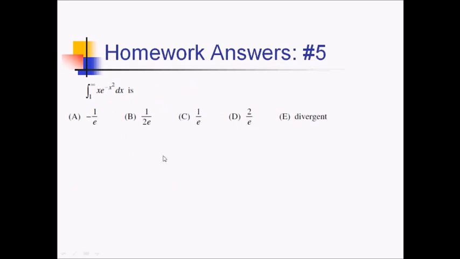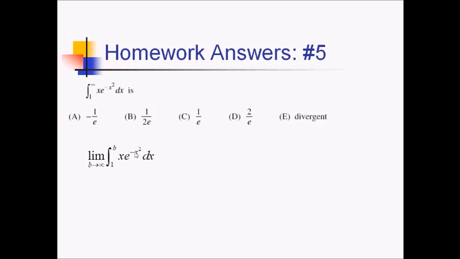For this problem, we're trying to find the integral from 1 to infinity of this expression. I'm going to need a limit because this is an improper integral with an infinite limit of integration here. So I'm going to take the limit as b approaches infinity of the integral from 1 to b of all this stuff. And now that I've written it like that, I actually need to find the antiderivative. I'm going to use substitution here.